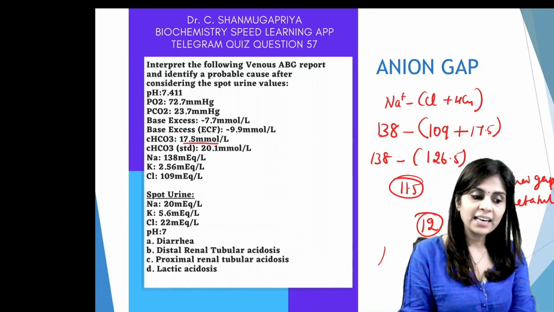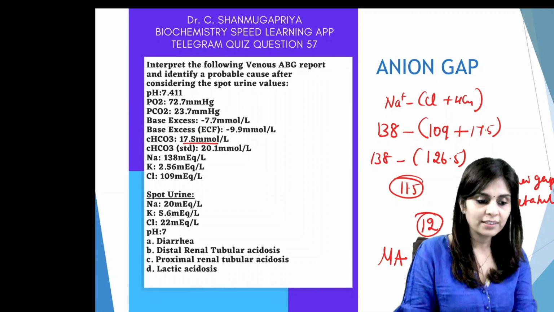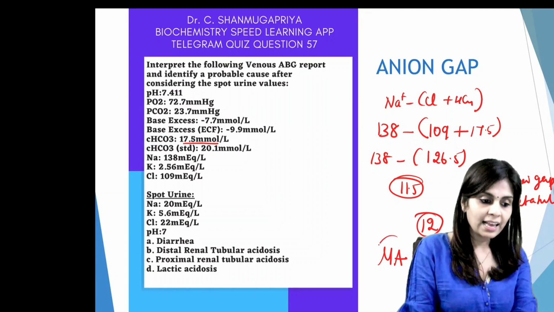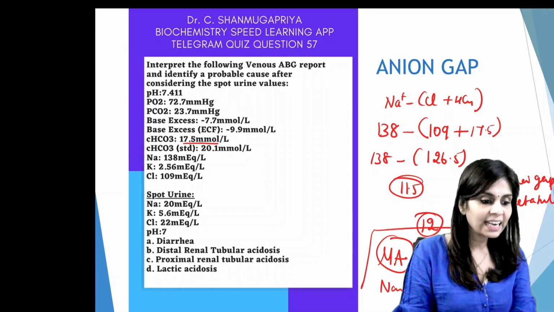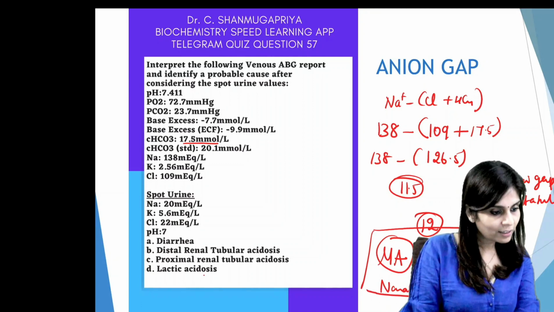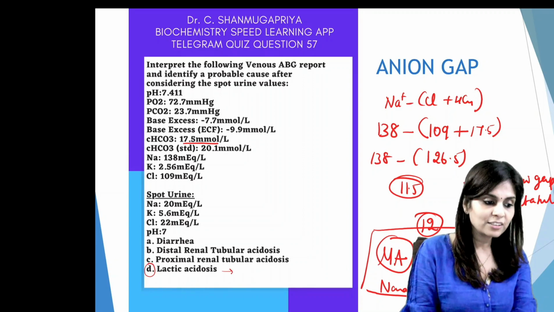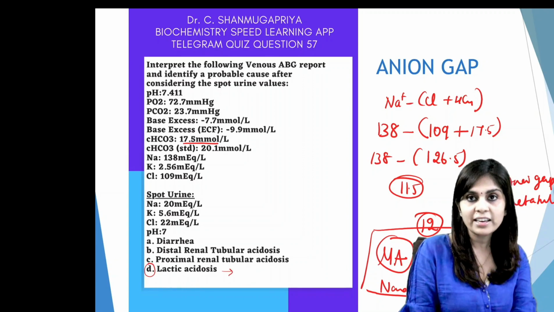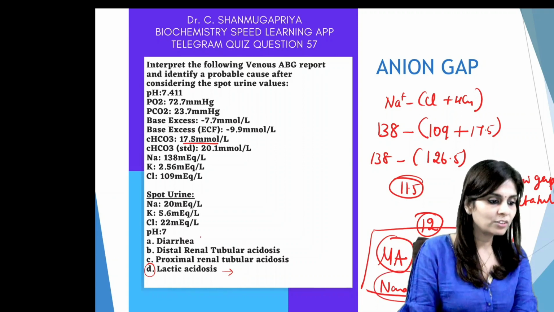So far what have I identified? I've identified that it's a case of metabolic acidosis with respiratory alkalosis. And the metabolic acidosis happens to be a normal anion gap metabolic acidosis. With this, can I exclude any of these choices? I can exclude D because we know lactic acidosis presents as increased anion gap metabolic acidosis. And because it's normal anion gap metabolic acidosis, we know it can be A or B or C.